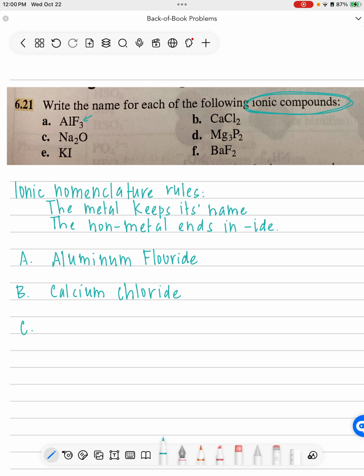And then for C, we have sodium oxide. Pretty easy, right? Ionic nomenclature is the easiest nomenclature. For D, we have magnesium phosphide.